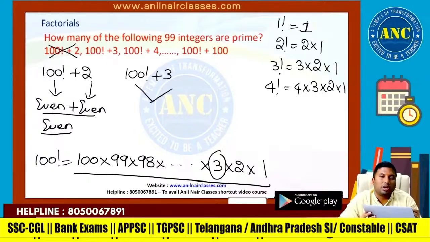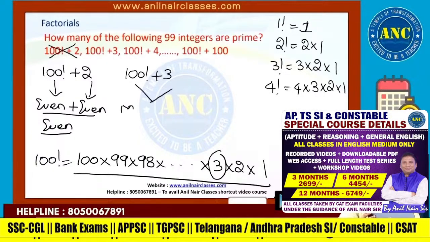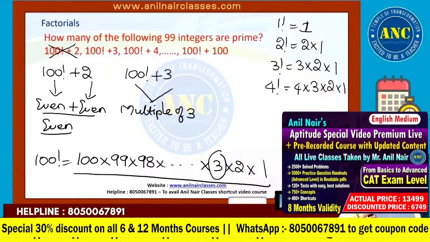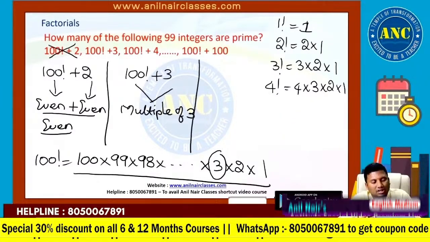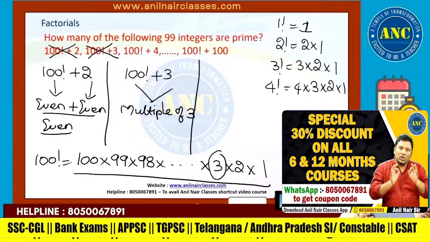If I add two numbers which are divisible by 3, the answer will be divisible by 3, or in other words, it is a multiple of 3. Any number which is a multiple of 3 will be a composite number, will never be a prime number.